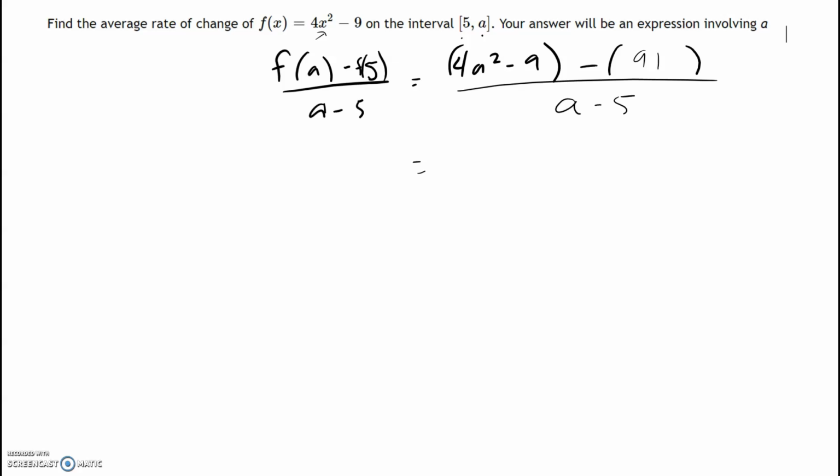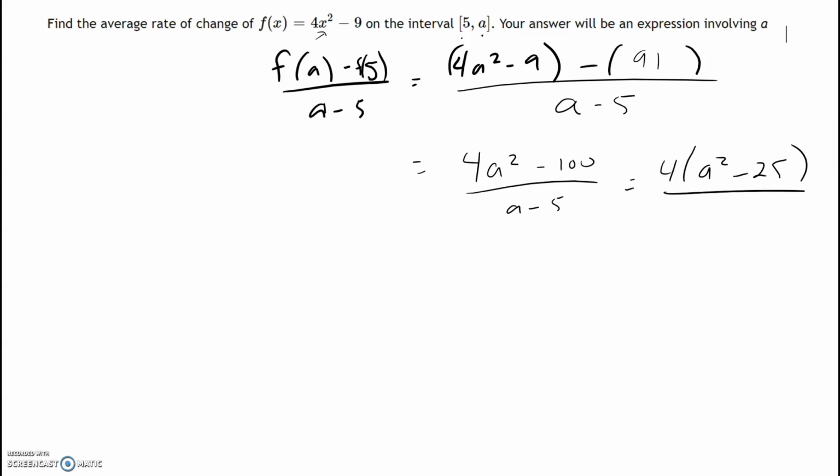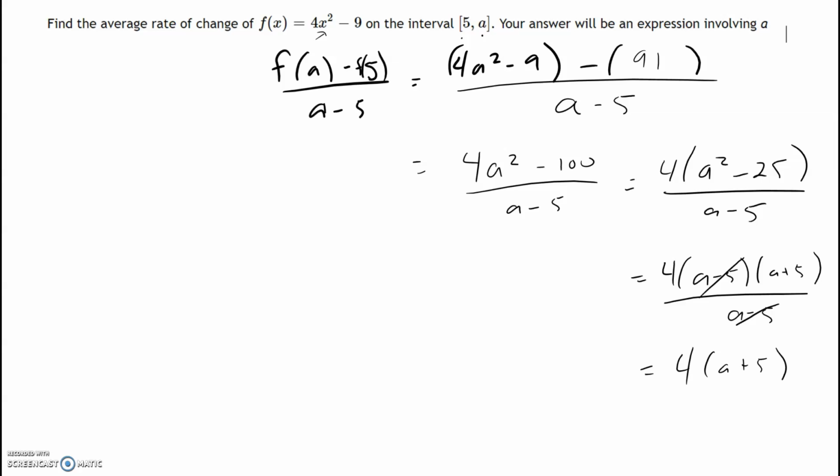Okay, let's keep going. So 4a squared minus 100 over a minus 5. 4a squared minus 25. If you factor a minus 5, and then I keep factoring a minus 5, a plus 5, a minus 5, I get my final answer of 4a plus 5, or 4a plus 20.